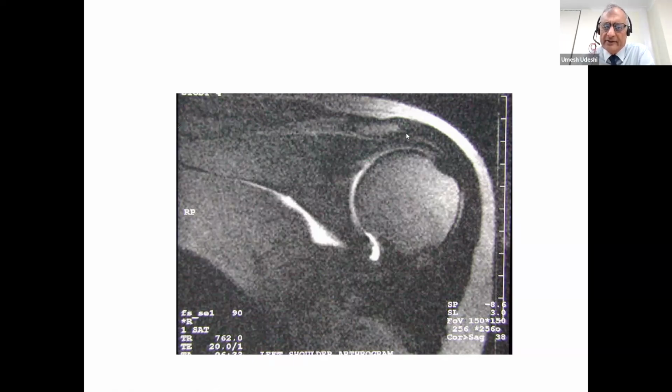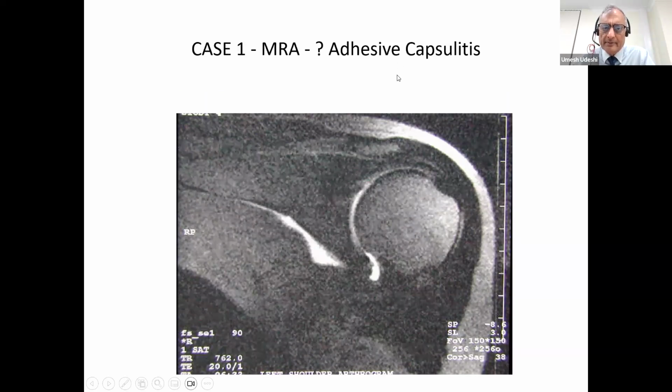I think what we're supposed to see here is that it's all very tight. There's really not very much joint space, and I'm not sure we're seeing the soft tissues of the inferior recess very well, but there is thickening here of the recess. So this was meant to be an example of, whoops, hang on. This is an MR arthrogram, and it's meant to suggest adhesive capsulitis.